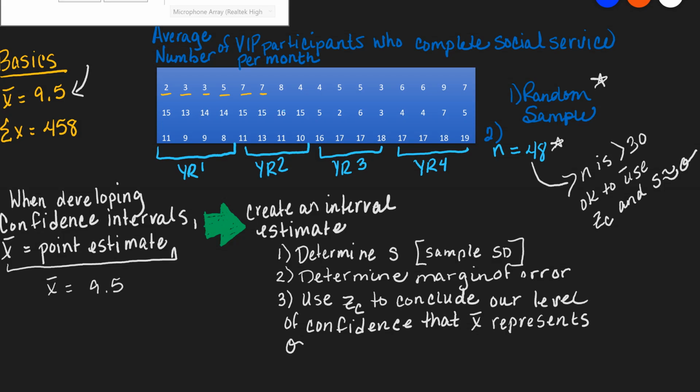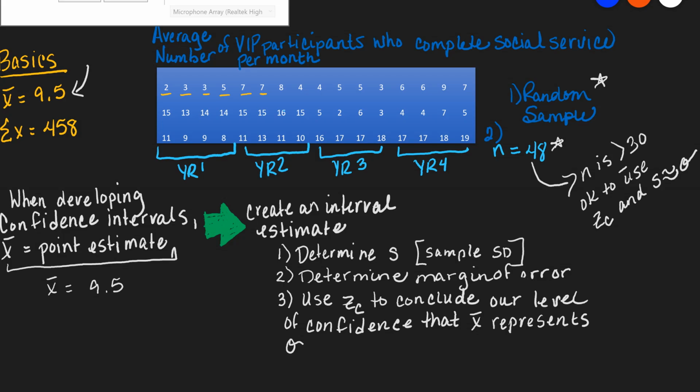Now, it'd be nice to have a range of values that I could give to our stakeholders to say something like, on average, this many VIP participants between, I'm going to guess here, between 4 and 11 complete a social service program per month. In order to say something like that, I need to create an interval estimate. That's what we'll do in the next video.